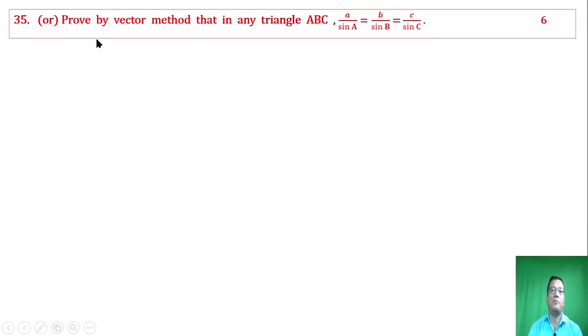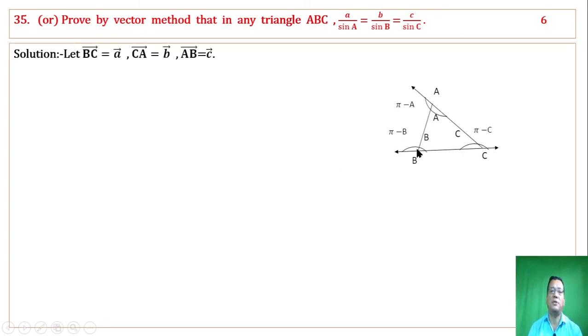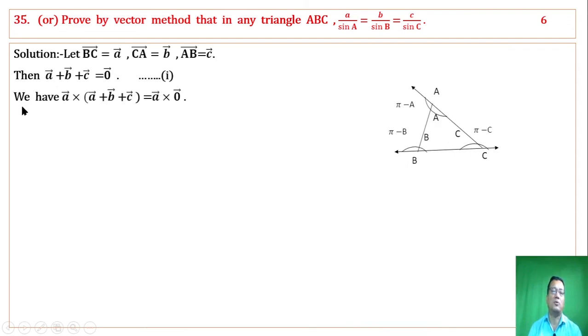35. Or prove by vector method that in any triangle ABC, this, 6 marks. We have to draw this triangle as in this picture. Let BC vector equal a, CA vector equal b, AB vector equal c. Then their sum should be the zero vector. Pre-multiply by a vector. We have this, whose expansion is this, which is 0.